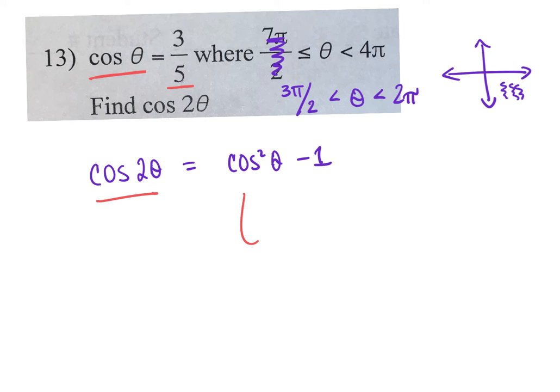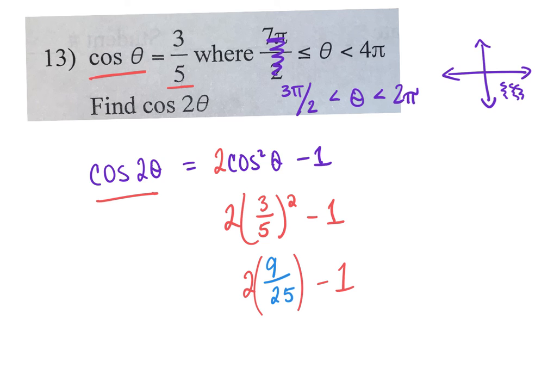So I'm saying 3/5 squared minus 1. 3/5 squared is... It's 2 cosine squared. 2 cosine squared minus 1. Sorry. 2, 2, 2. All right, so we get 18 over 25 minus, and this is 25 over 25, right? So what am I going to get? Negative 7 over 25.